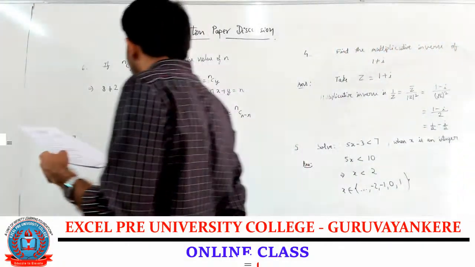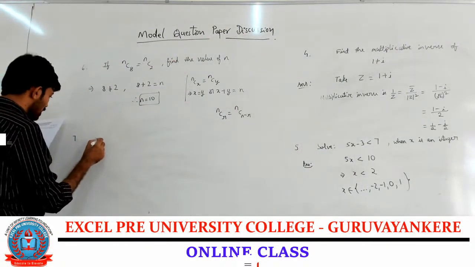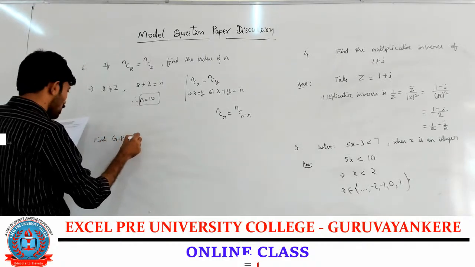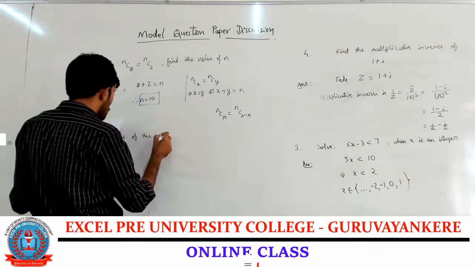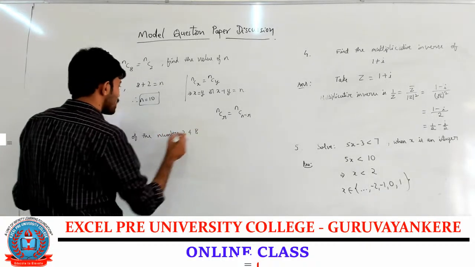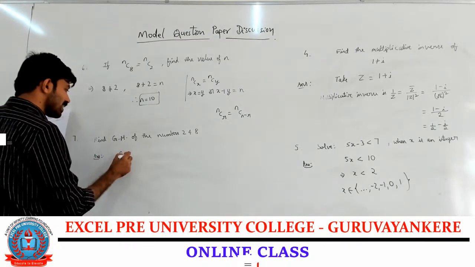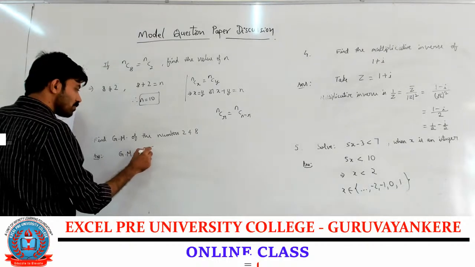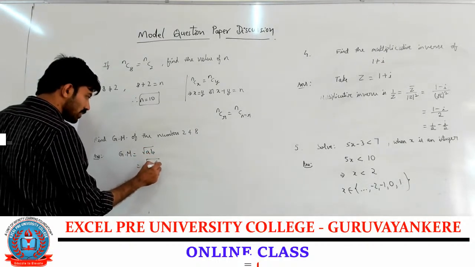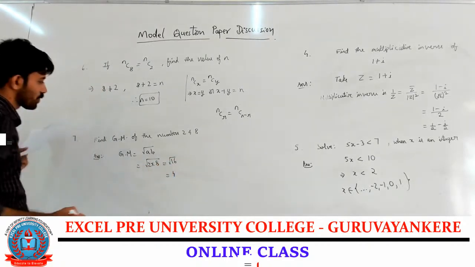Next, 7th one. Find the geometric mean of the numbers 2 and 8. Geometric mean is square root of AB, right? Geometric mean of two numbers A and B is square root of AB. So it is square root of 2 into 8. That is root 16. Root 16 is 4.